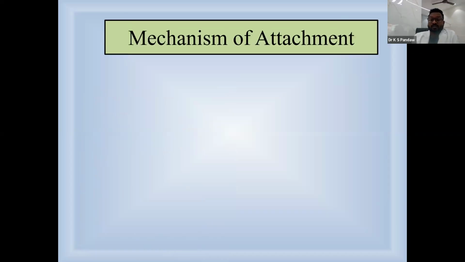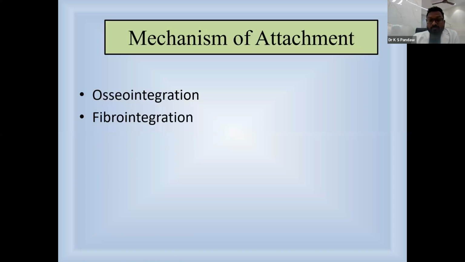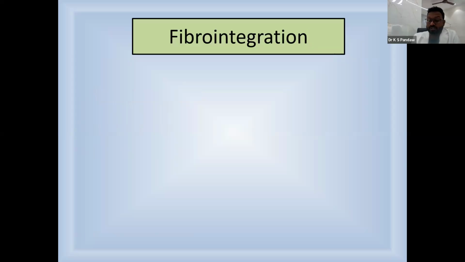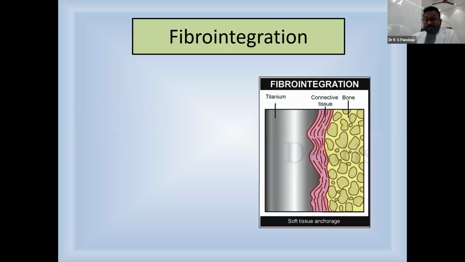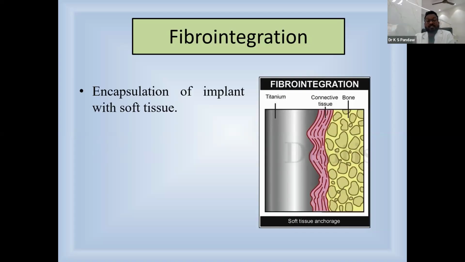On the basis of the mechanism of attachment, initially the implants had a fibro integration concept. Then after research on osseointegration, now we are using the osseointegration concept for implants. In fibro integration, the titanium is not fused with the bone. It is surrounded by soft connective tissue, which is not able to provide sufficient support or stabilize our prosthesis. So there's an encapsulation of the implant with soft tissues.